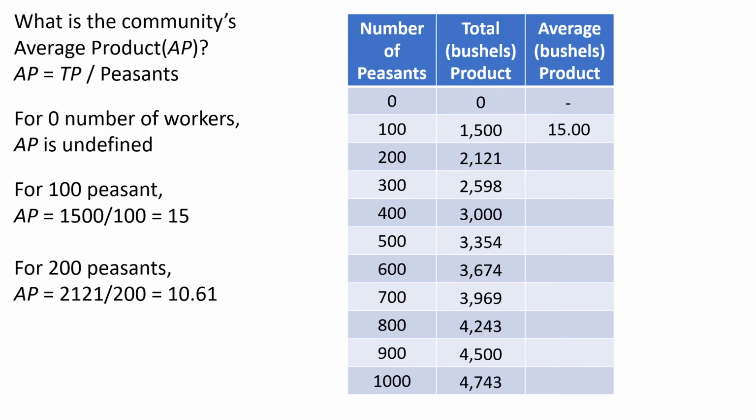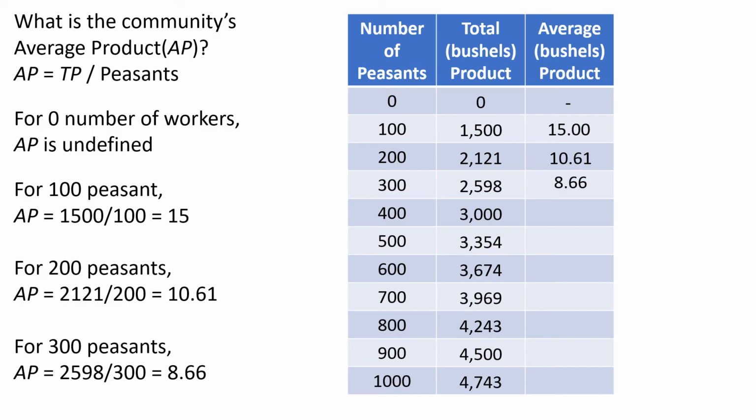For 200 peasants, we have 2121 divided by the 200 number of peasants, giving us 10.61 as our average product. For 300 peasants, we have average product being equal to 2598 divided by 300 number of peasants, which gives us 8.66, and going on in a similar fashion until the end of the table. That would be our average product. So looking at the values that we've calculated for average product, we can clearly see that the values are reducing as the number of peasants increases.